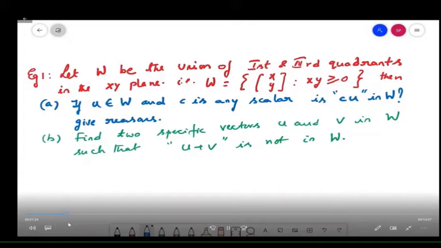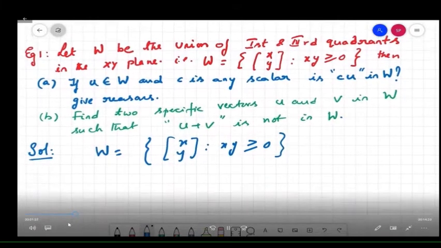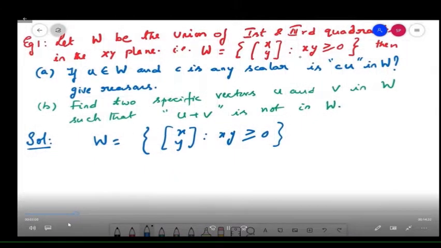And part B is: find two specific vectors u and v in W such that the sum u plus v is not in W. So we are going to solve this problem. First, what is W for us here? It is the set of all column vectors (x, y) such that the product xy is greater than or equal to 0. And it is given that W is the union of the first and third quadrants in the xy plane.